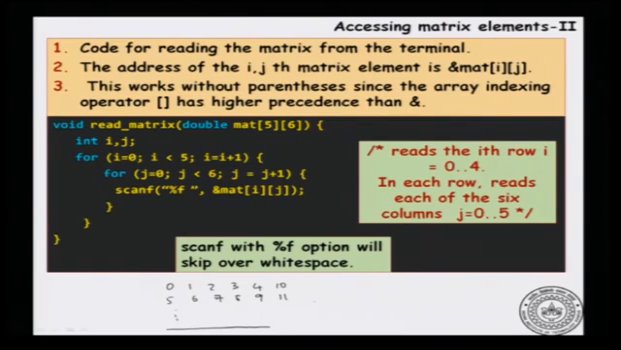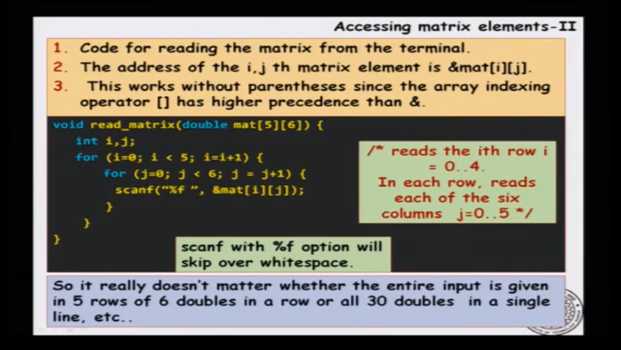This is the most natural way to enter it, but as far as scanf is concerned, any white space will be skipped. So, instead I could just enter one number in one line. I could enter it one number per line, and it would be read in exactly the same manner. That is the property of scanf. So, it really does not matter whether the entire input is given in 5 rows of 6 doubles or just 30 doubles, each number in a single row by itself. Both of them are fine.